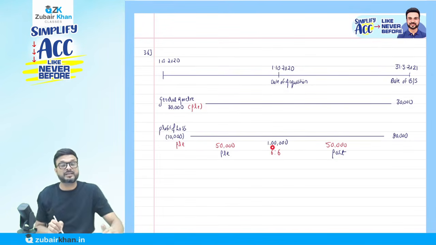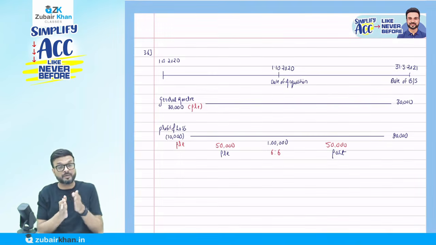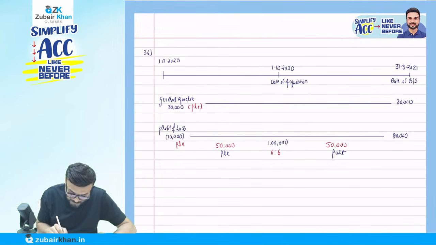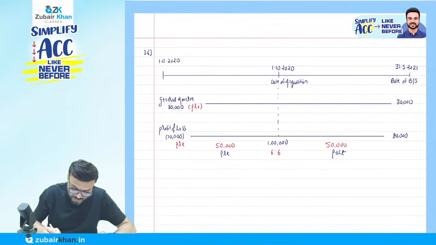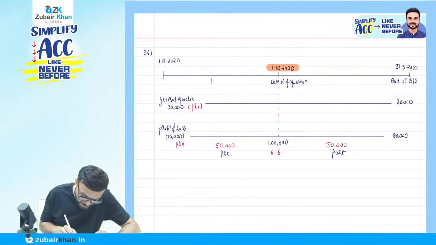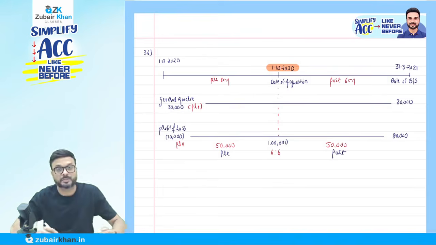But this 1 lakh we have to bifurcate between pre and post. What is the date of acquisition? This is the date of acquisition, 1st of October 2020. So this 1 lakh is for the whole year. So 6 months come in the pre-period. Let me write it down. This is the pre-period. How many months here? 6 months. The post-period, how much here? The 6 months here now.